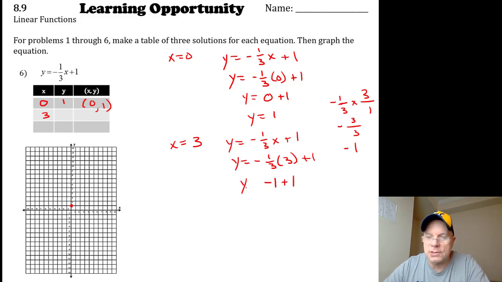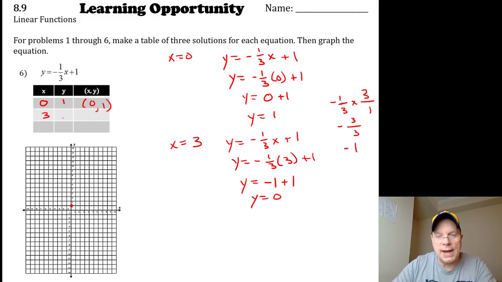And negative 1 plus 1, here's the additive inverse. We are adding opposites, we get a sum of 0. So when x is 3, when our input is positive 3, our output is 0. So 3 comma 0. Start at the origin. If x is 3, I move 3 in the positive x direction, so 3 to the right. If y is 0, I don't move up or down at all. That's called the x-intercept. That's where that line intersects the x-axis.